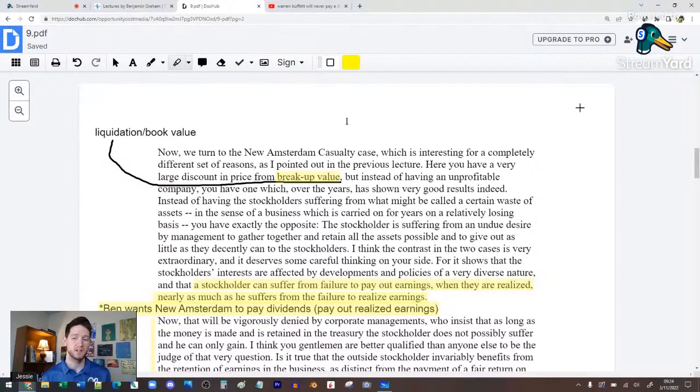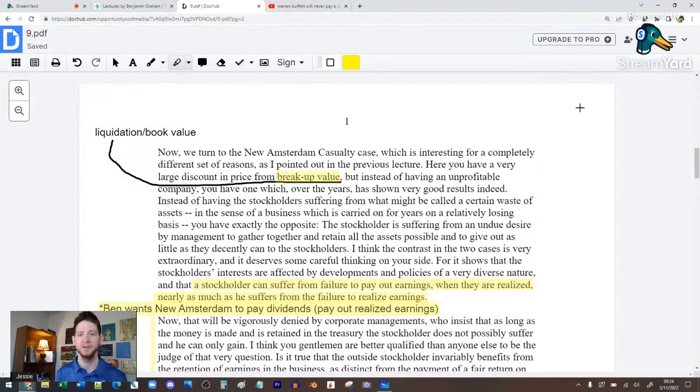I think the contrast in the two cases is very extraordinary, and it deserves some careful thinking on your side, for it shows that the stockholders' interests are affected by developments and policies of a very diverse nature, and that a stockholder can suffer from failure to pay out earnings when they are realized nearly as much as he suffers from failure to realize earnings.